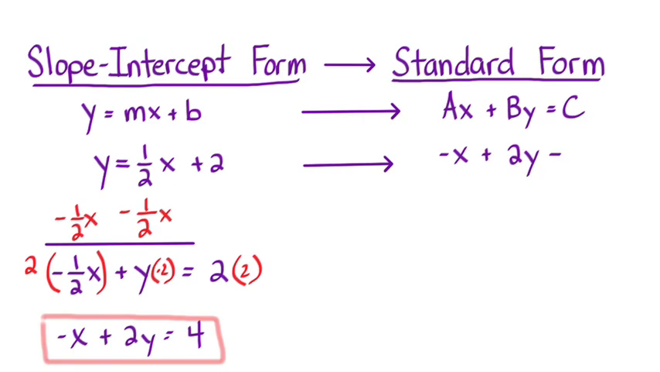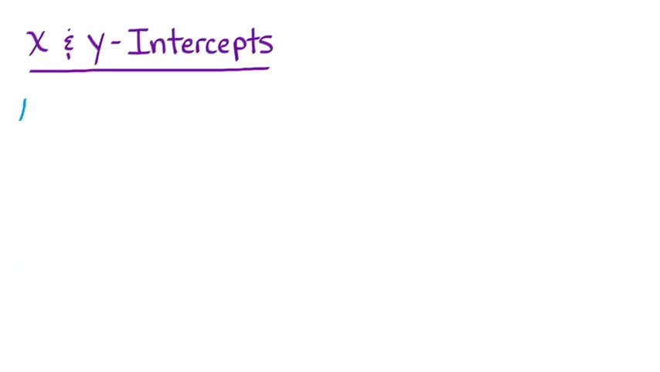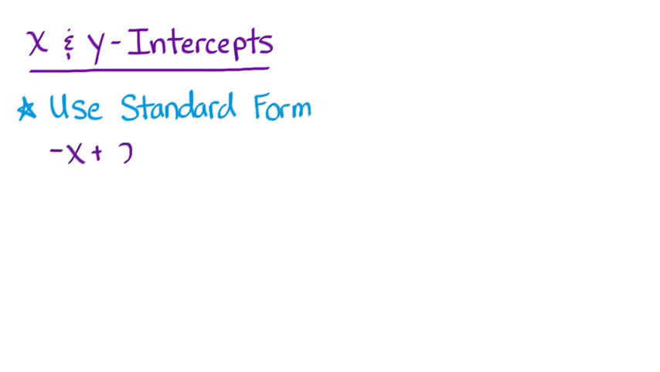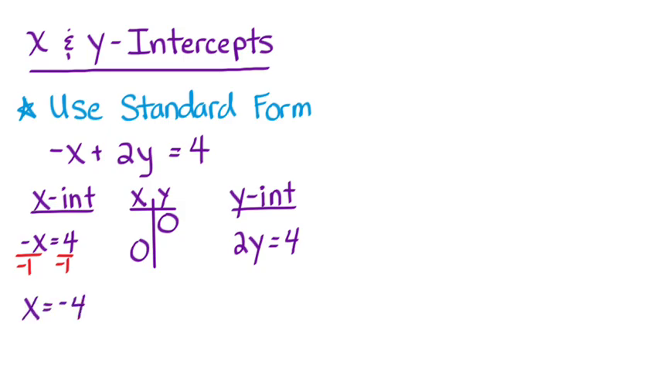Once I'm in standard form, why do we use standard form? We use standard form to get to our x and y intercepts, right? And this is the next part. So if I have my x and y intercepts, I make a t-table. To solve for my x-intercept, the value of y has to be 0. So I would end up with negative x equals 4, and I would solve getting -4.